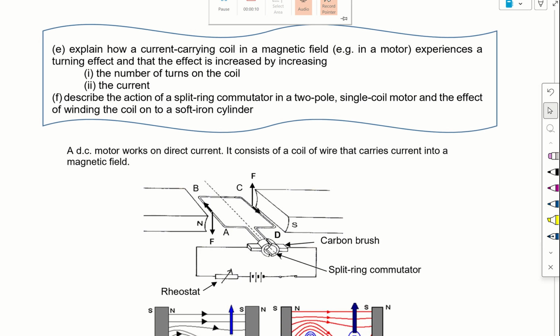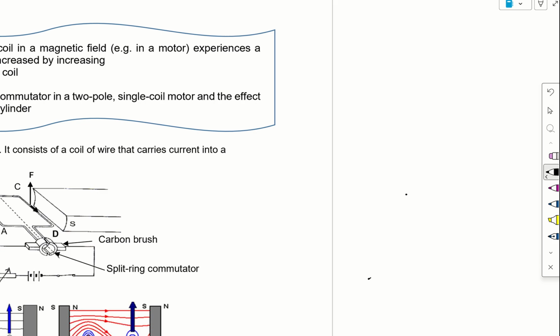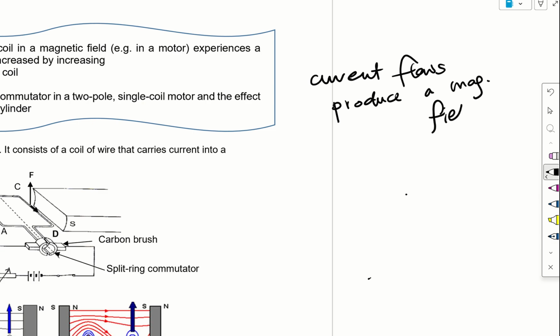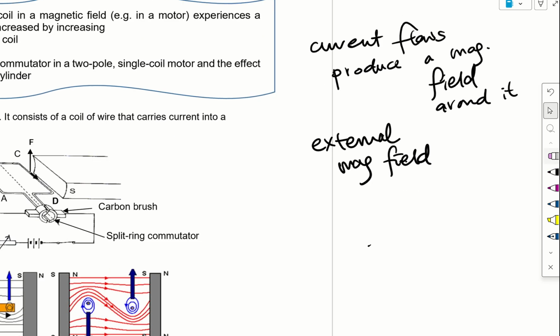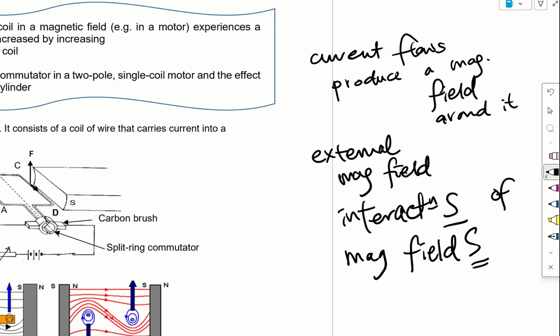Okay, so basically, what we have covered so far is that when current flows, it will produce a magnetic field around it. So in the presence of an external magnetic field, then due to the interactions of the magnetic fields, there are actually two magnetic fields, minimally.